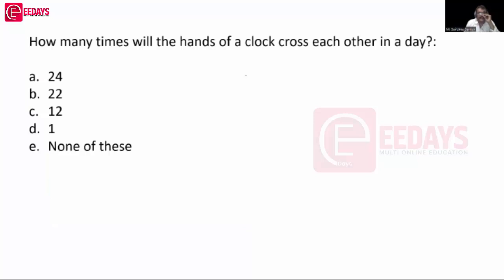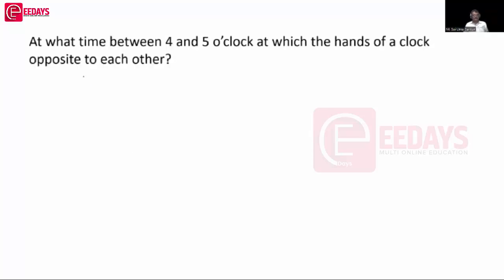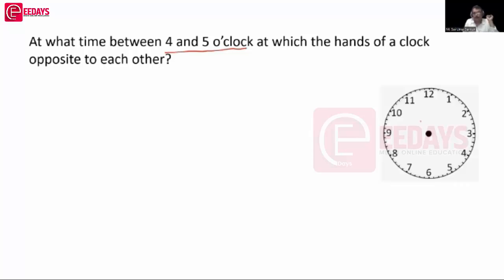How many times will the hands of a clock cross each other in a day? Cross each other in a day, it is simply equal to 22 times. That is simple, directly remember that point. Yes, important question. At what time between 4 and 5 o'clock do the hands of a clock become opposite to each other? See, at 4 o'clock, the minute hand shows 12 and the hour hand shows 4.